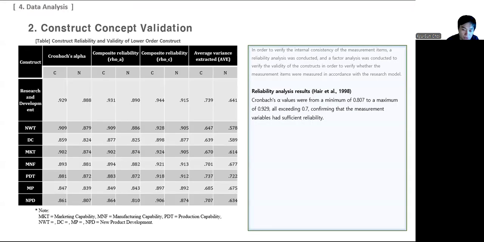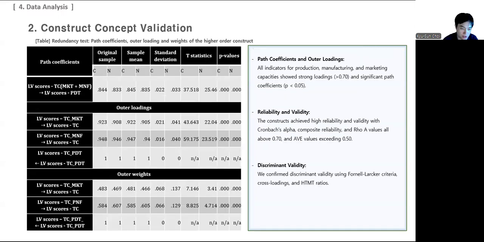All right, let's move on to construct validation. In essence, my constructs demonstrated strong reliability and validity, which ensures that the measurement items accurately reflect the research model. Let's talk about the redundancy test for our model, as I use this higher-order construct.